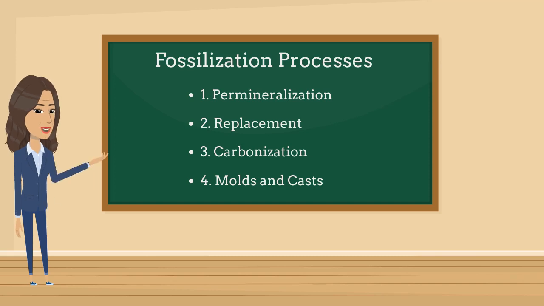Fossilization is a complex process involving transforming organic remains into a preserved record of life from the past. Different types of fossilization can occur, depending on the environmental conditions and the composition of the organism. We are going to study 4 different classes: 1. Permineralization. 2. Replacement. 3. Carbonization. 4. Molds and casts.